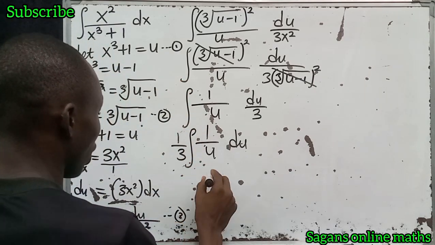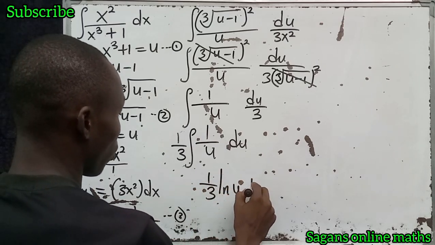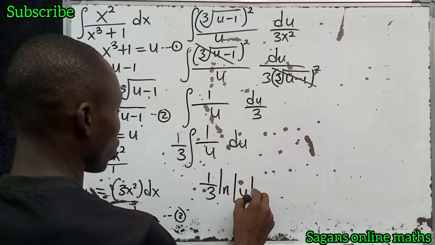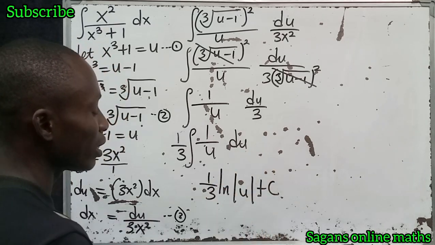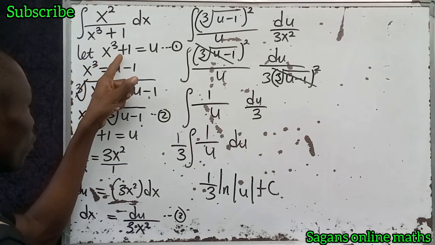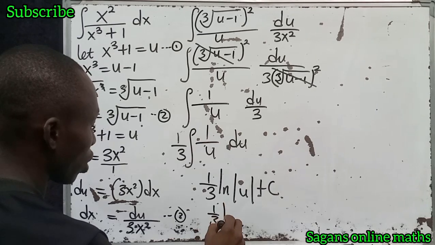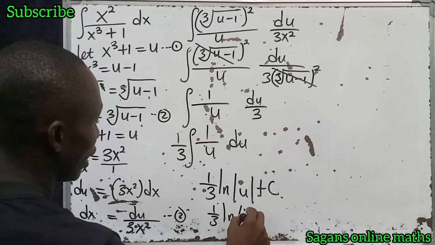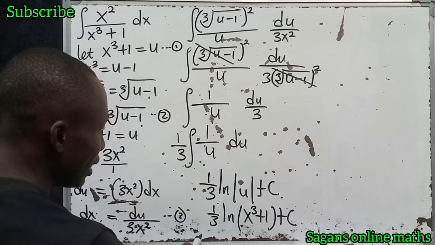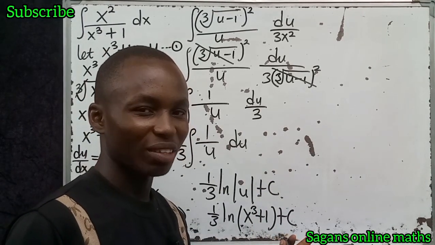So what I want to do here is just to have 1 over 3 ln u plus our integration constant, and we are done. This is the answer. But remember, what is u? u is s to the power of 3 plus 1. So this now becomes 1 over 3 natural logarithm of s to the power of 3 plus 1, plus our integration constant c. This is the answer to this question. Can you see how simple and interesting it is? Very, very simple and interesting, right?